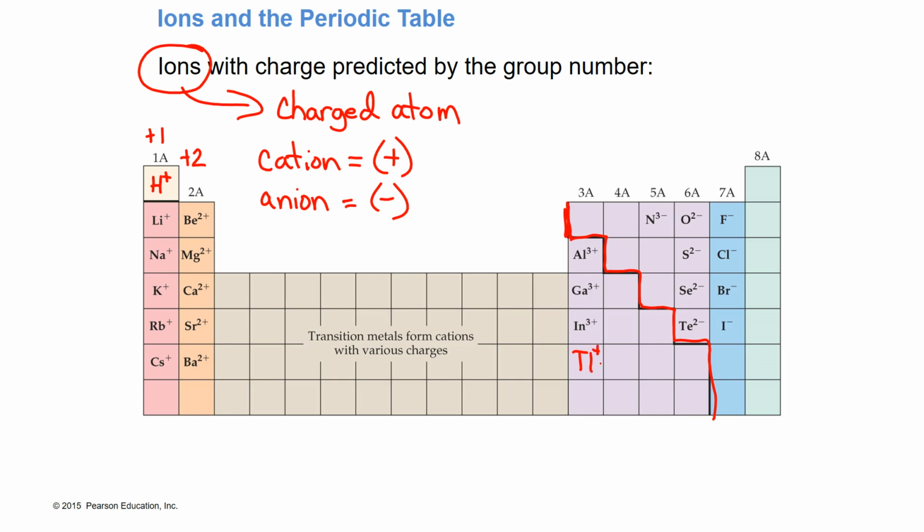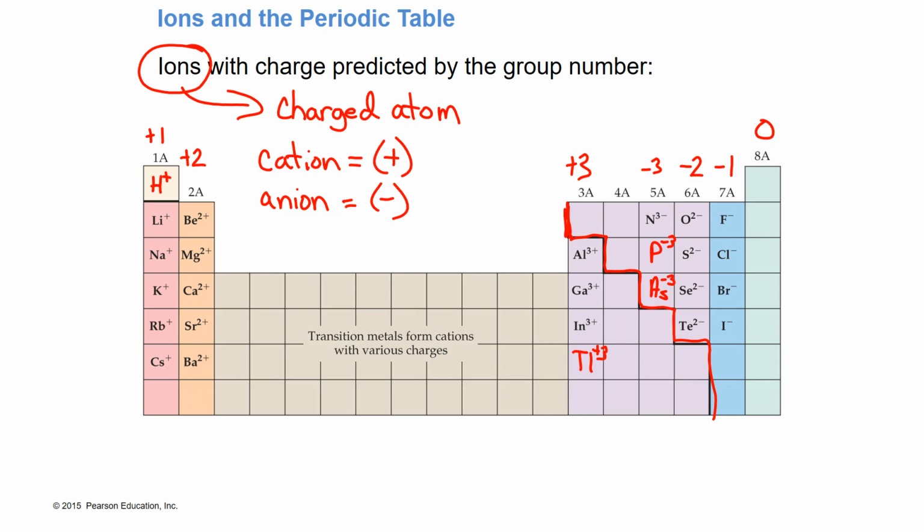And all of these are going to end up being a +3 or a 3+. So group 3A tends to have a +3 charge. Things above the line here, like nitrogen, phosphorus, and arsenic, if they're going to make a charge, tend to be -3, and then this column will tend to be -2, -1, and then that column is always 0.